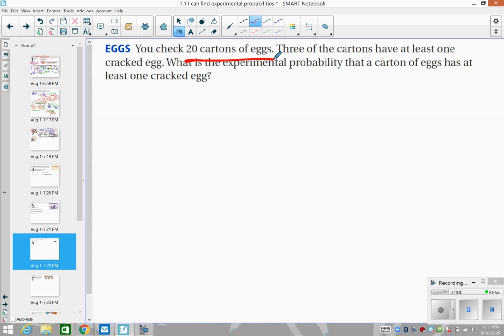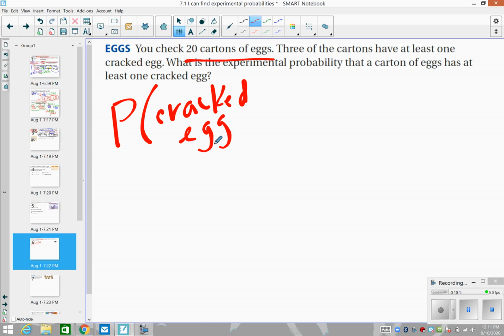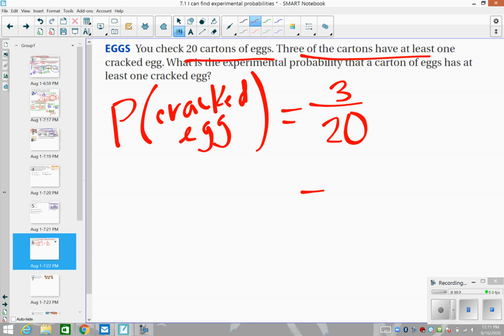3 of the cartons have at least one cracked egg. What's the probability that you have at least one cracked egg? So the probability of a cracked egg, not easy to write here, so bear with my writing, is that we have 3 out of the 20 that we checked. So let's talk about percent.